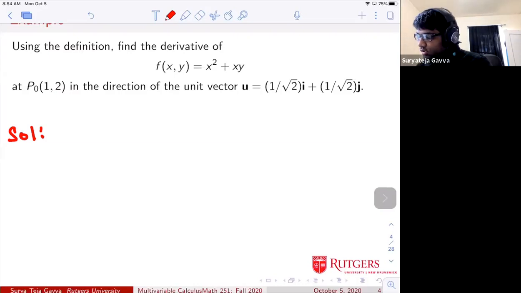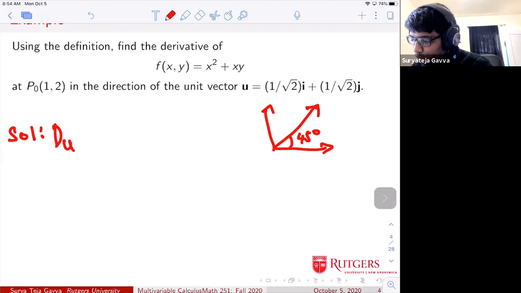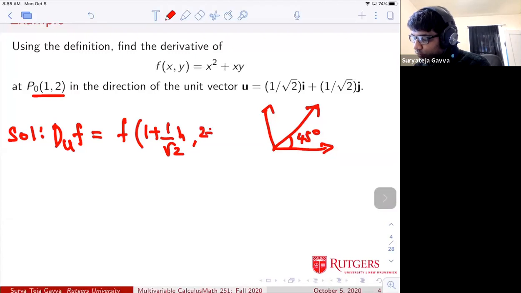Right, so I'm asking you, instead of the derivative along x here, a derivative here, so you want to move along this axis. This u is exactly (1 over square root 2, 1 over square root 2), which is exactly at 45 degrees. Yeah, so just use the limit definition. So the derivative along u of f is nothing but, so you're taking the derivative at the point (1, 2). So f of 1 plus, this is u, so 1 over square root 2 times h, and 2 plus 1 over square root 2 times h.